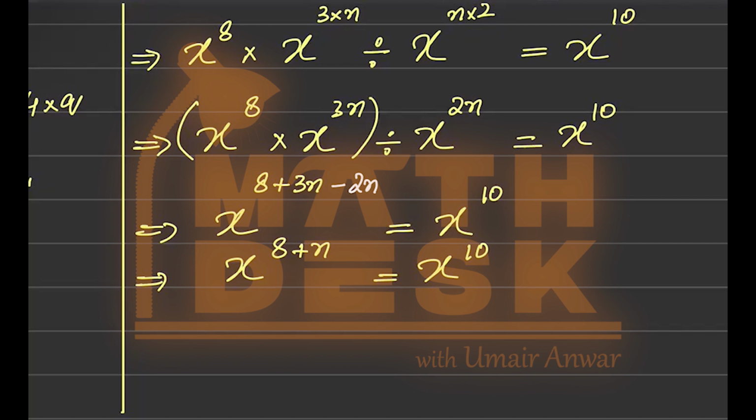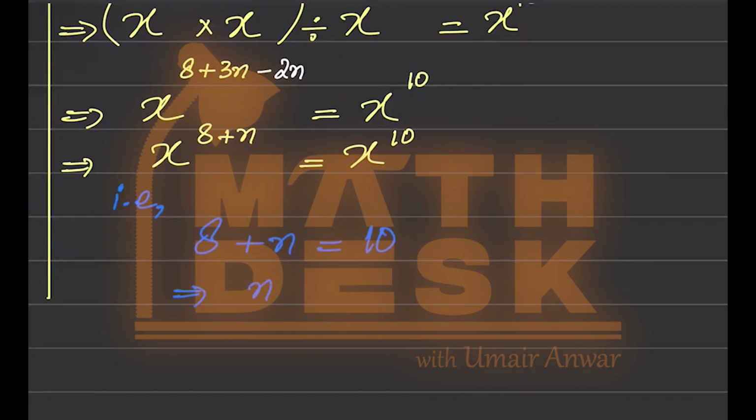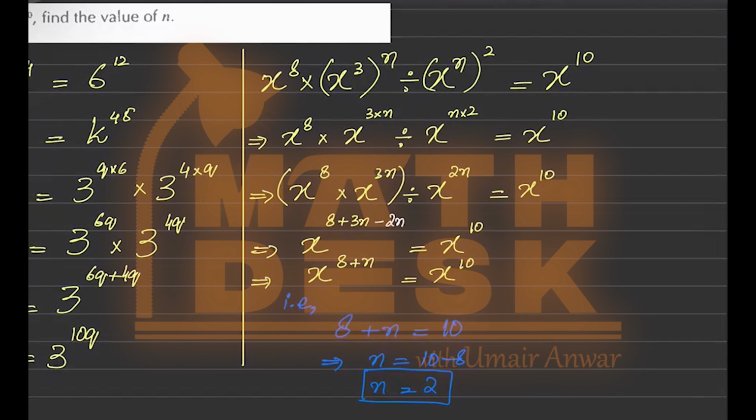Now we know that if we have two terms with the same base and both the terms are equal to each other, then their indices should also be equal to each other. And this is written as a conclusion. So I'm writing that 8 plus n, the first index, should be equal to the second index, which is 10. Now, if we want to find out the value of n, 8 would be moved to the other side and the value of n would come out to be equal to 2. So this is how we apply the laws of indices to find the values of any unknown that we have.